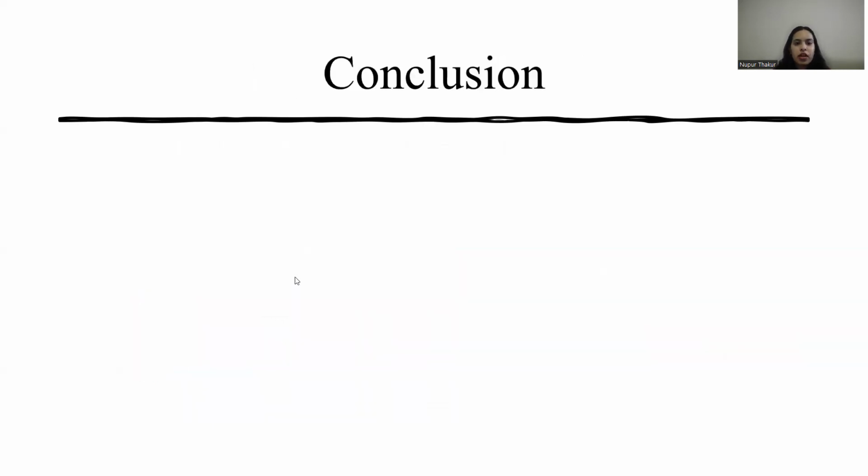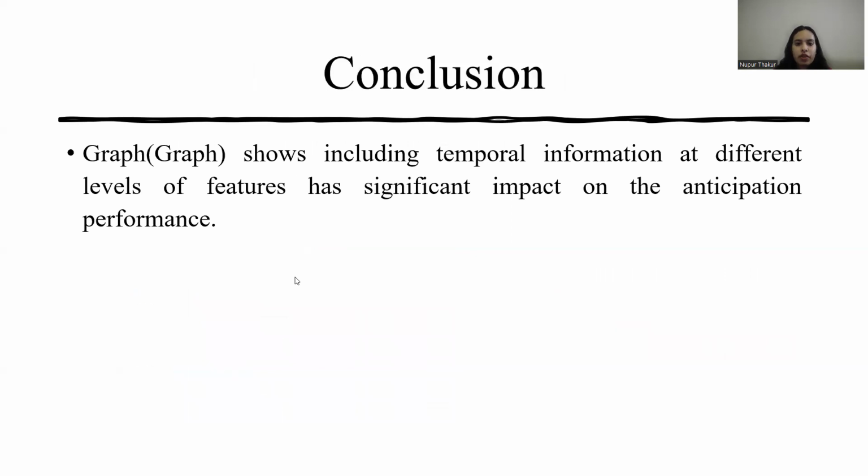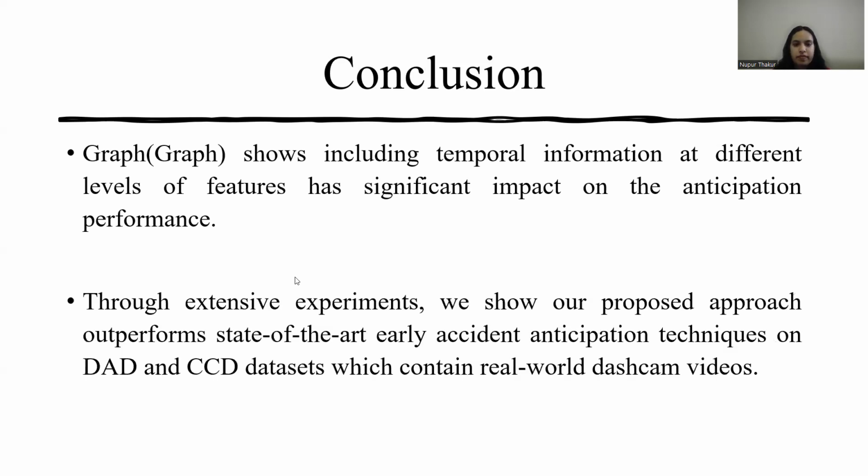So in summary, I would like to say that Graph of Graph shows how temporal information is crucial for this task and should be included at different frame extraction levels like the object graph, frame graph, and the global feature. We also perform extensive experiments to showcase its effectiveness on real-world dashcam videos.